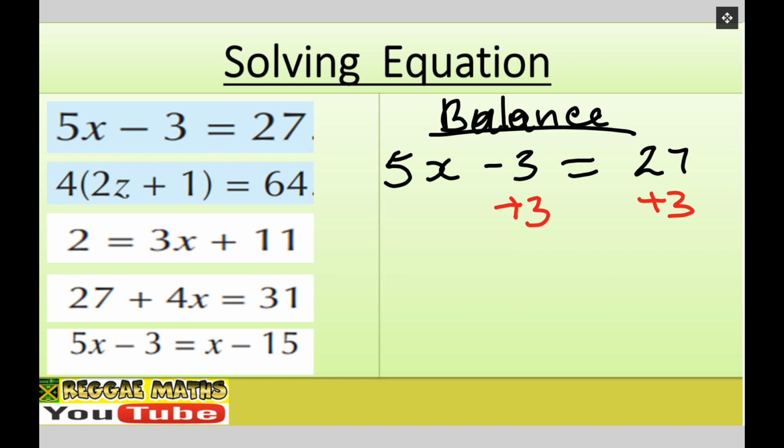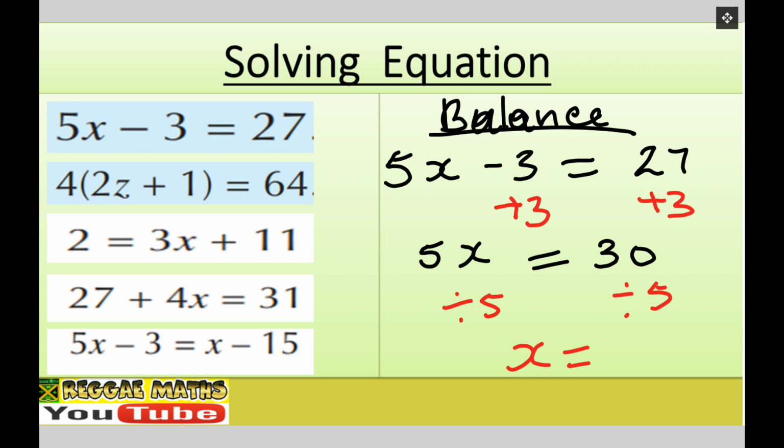So add 3, and I'm left with 5x equals 30. 5x, so 5 times x, the opposite is dividing by 5. So divide both sides by 5. Now x equals 6. This is known as the balancing technique.